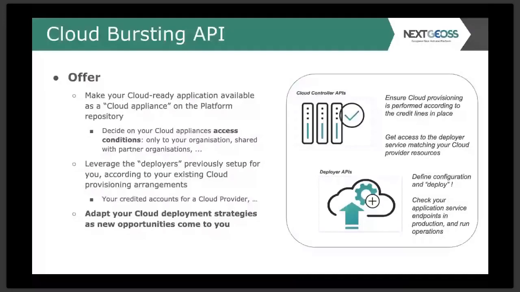And for the users of this collection of APIs, we provide cloud controller APIs to ensure that cloud provisioning is performed according to the credit lines that are in place. So people need to have a contractual or a sponsored access to cloud computing resources, of course. And then getting access to so-called deployer APIs, where a user will define a configuration and deploy a packaged application on selected cloud.